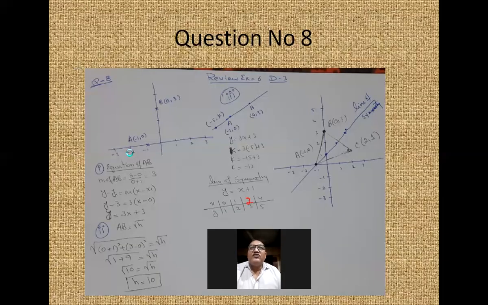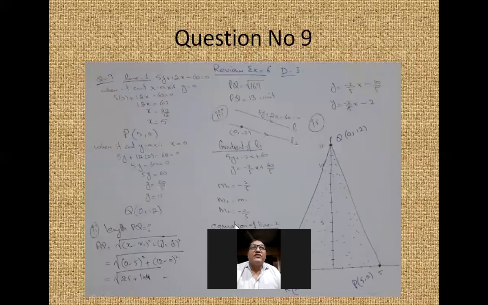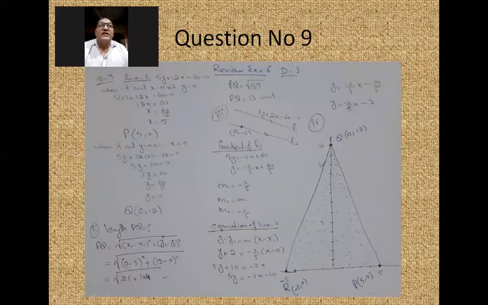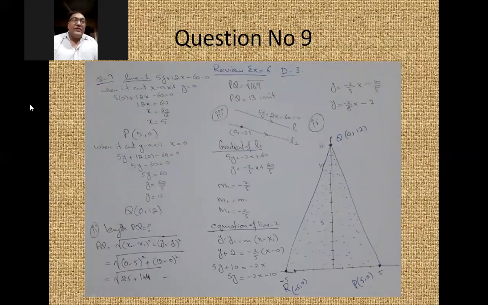So let's move to the next question, and the next question coming up on your screen is question number 9. So let me read question number 9 from the book. He says, the equation of a straight line L1 is 5y plus 12x minus 60 equals 0. It cuts the x-axis at P and the y-axis at Q. The first part of the question is write down the coordinates of P and of Q.